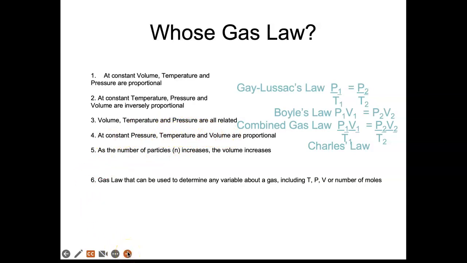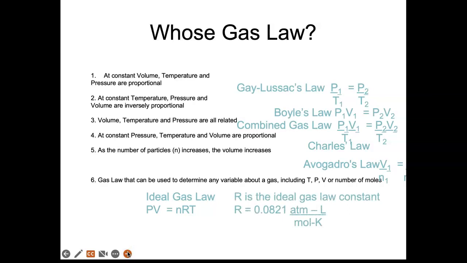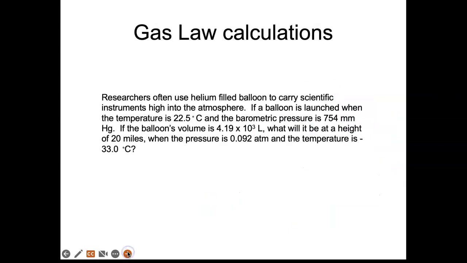How about number 5? Avogadro's law, yes, that number of particles, 6.02 times 10 to the 23rd particles is a mole. How about number 6? Yes, the ideal gas law. And of course, don't forget R. You did calculate R in our last lab based on your own experimental data.